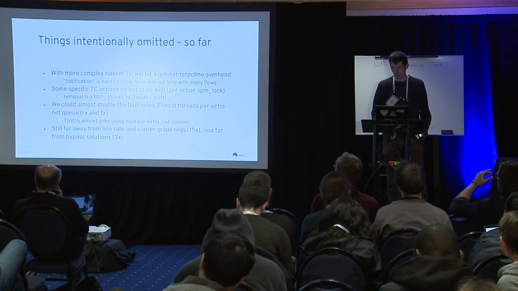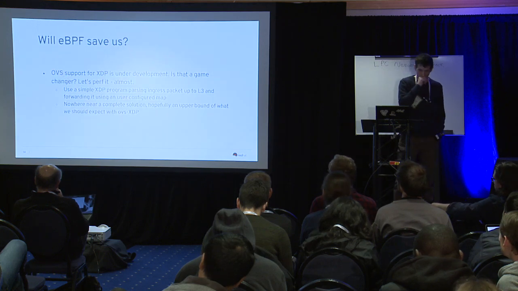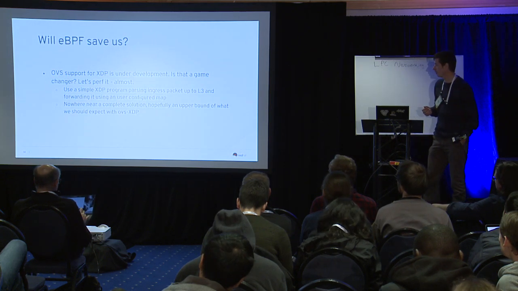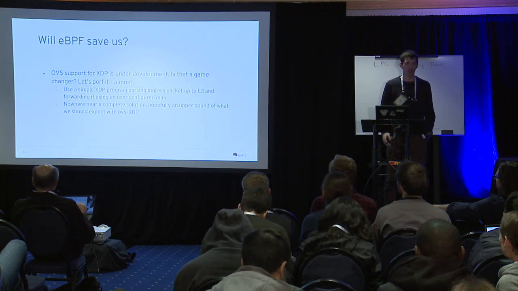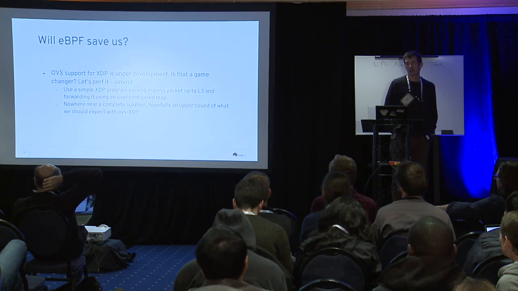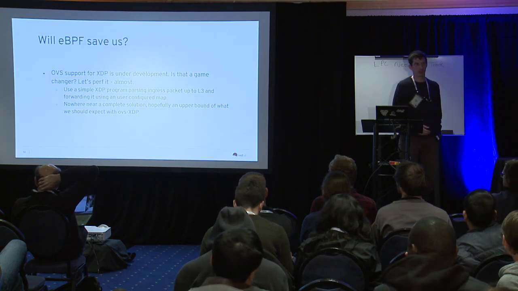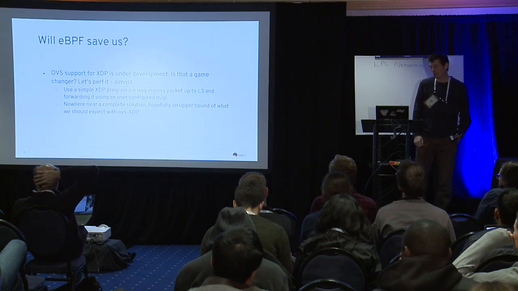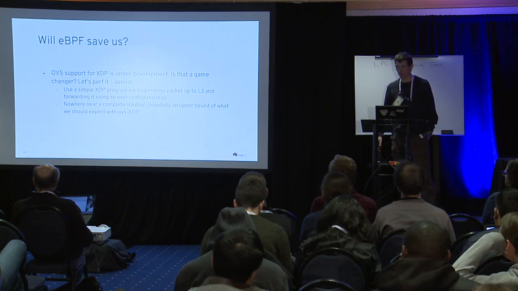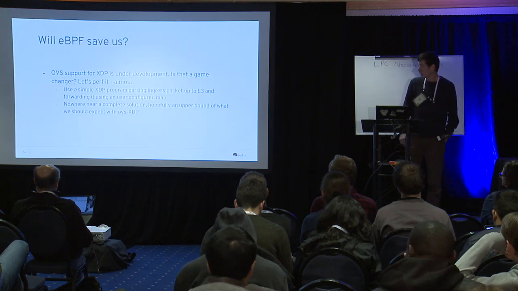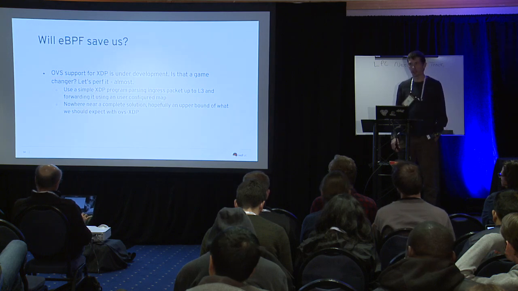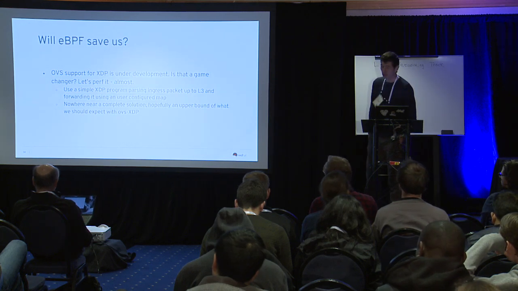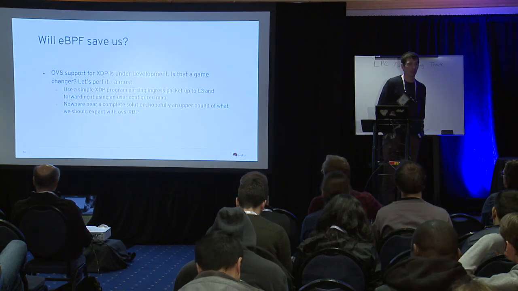So, since we spoke a lot about performance, and the holy grail for resolving performance problems is XDP, we wondered if XDP would save us here, if we could fill the gap between the kernel datapath and bypass solutions. We have seen that an eBPF backend for OVS is currently in the works. We chose not to use that.